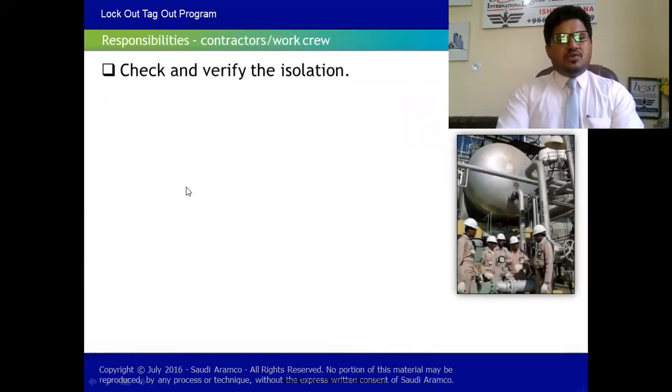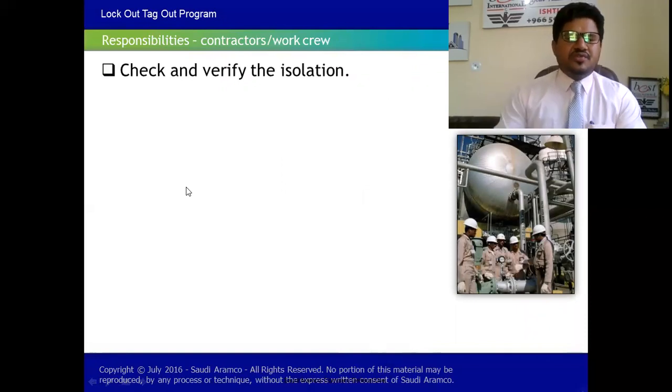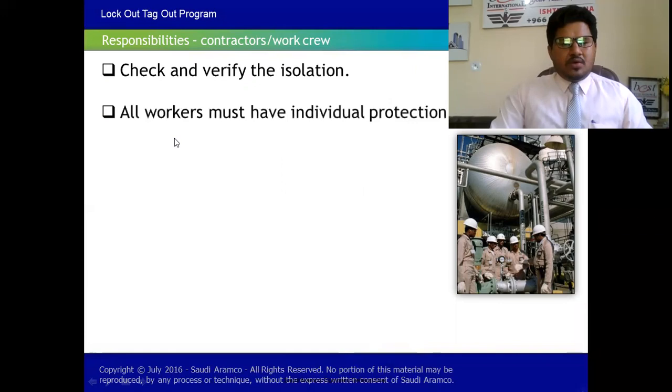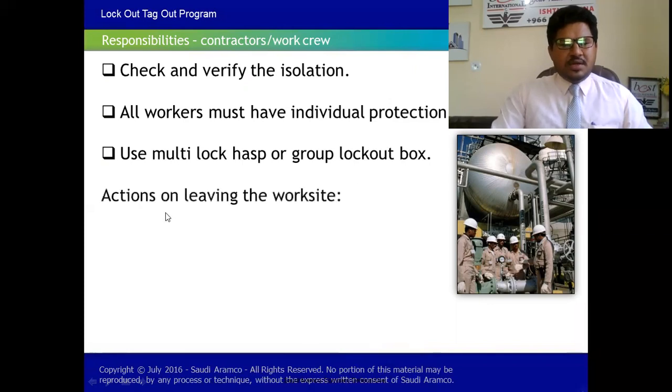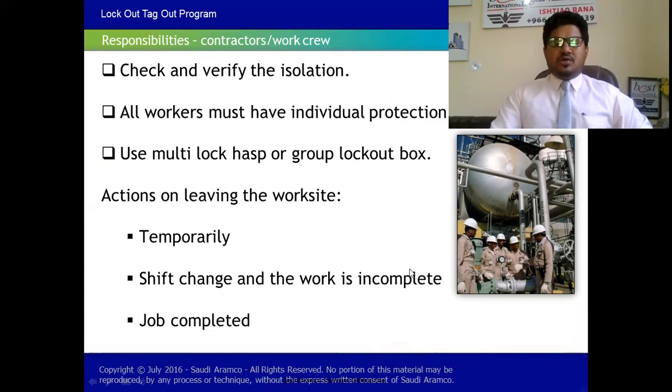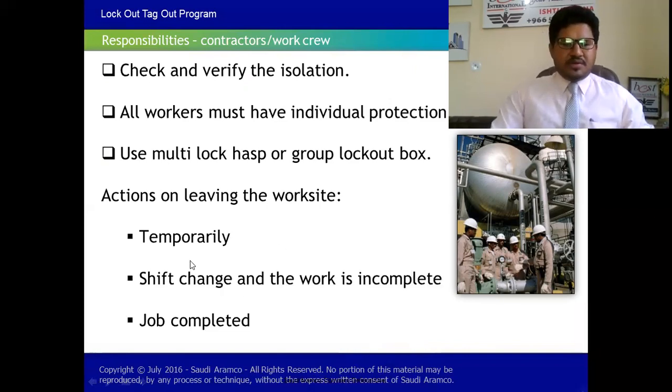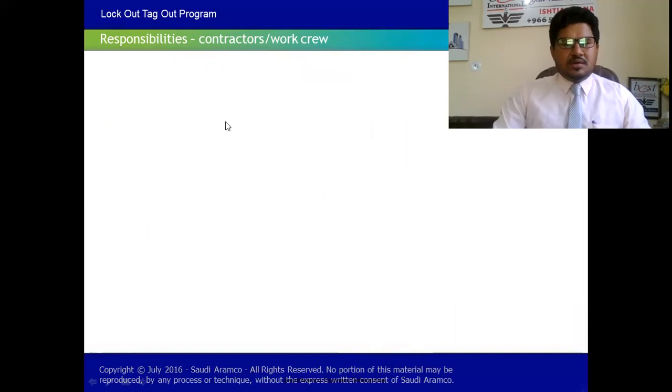Now, contractors are also equally responsible for checking and verification of the isolation. All workers must have individual protection and use multiple lockouts or a group lockout box. Actions on leaving the work site could be temporary, or a shift change, or even job completion, right? At that time you need to take actions accurately as per the procedures.